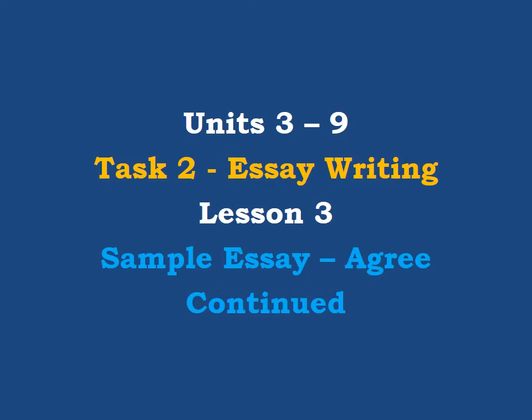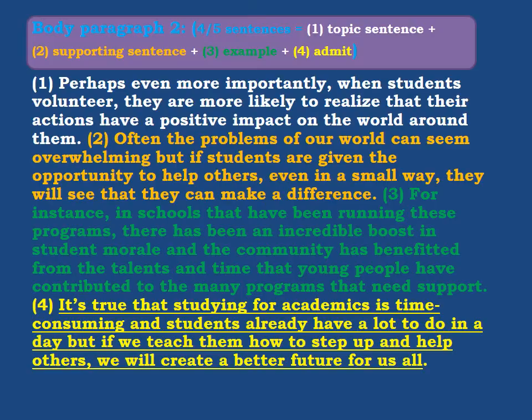In the previous one, we stopped at the end of body paragraph 1. In this video, we will start from body paragraph 2. Now, the second body paragraph has again the same structure: 4 to 5 sentences, topic sentence, supporting sentence, example, and admit. Okay? Again, let's go through the sentences one by one.